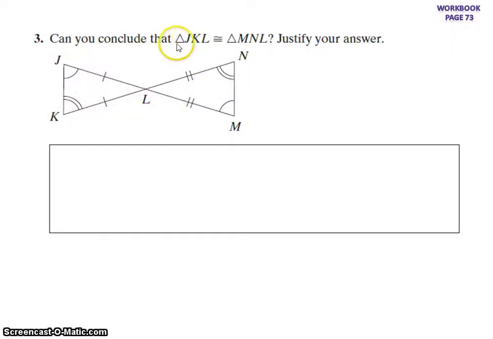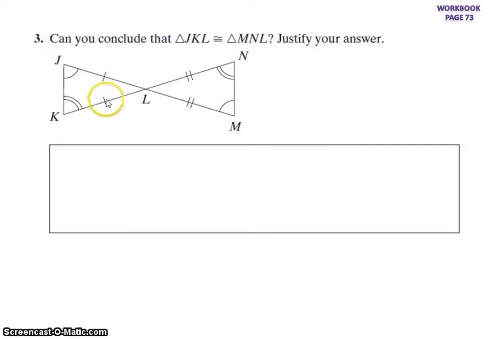Now, can we conclude that triangle JKL is congruent to triangle MNL, and we need to justify our answer? So what do we know about this particular problem? Well, what I see here is I've got J and M are both congruent. K and N are congruent. I also know that these 2 angles are congruent because they're vertical angles, so I know I've got 3 angles that are congruent. But look at the markings. The markings are a little off. This tells me that KL is congruent to JL.